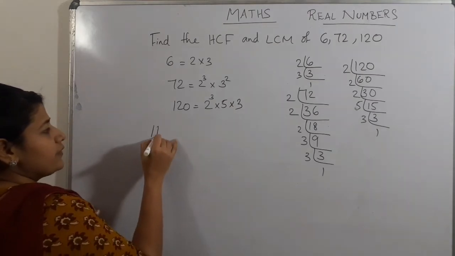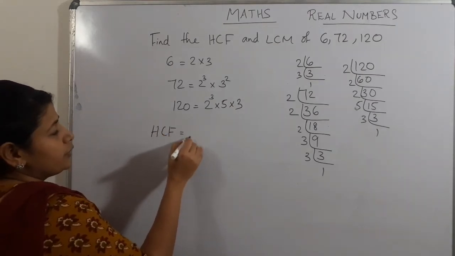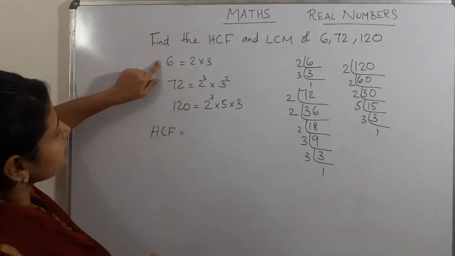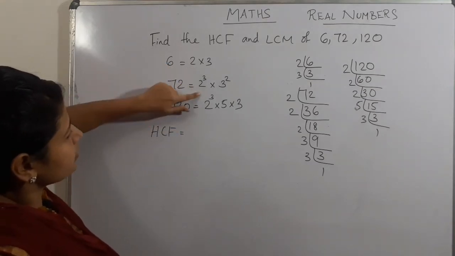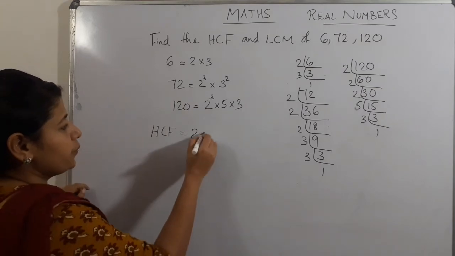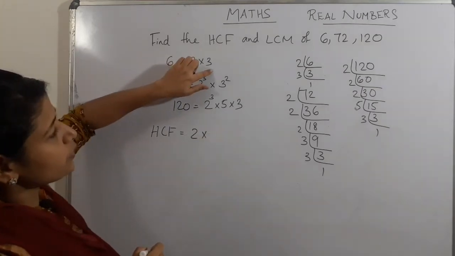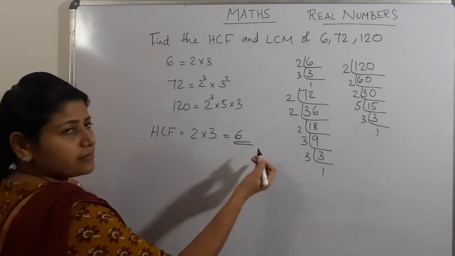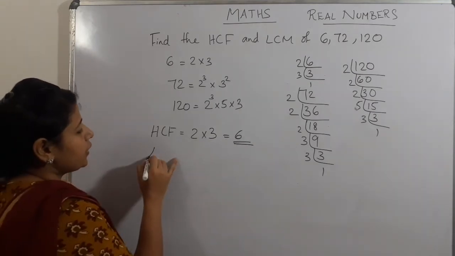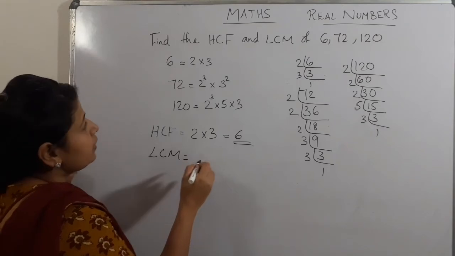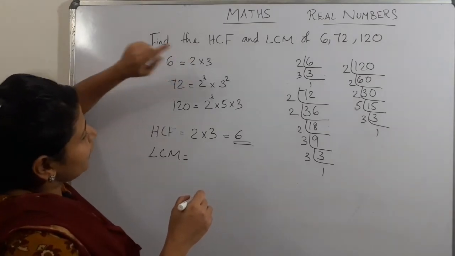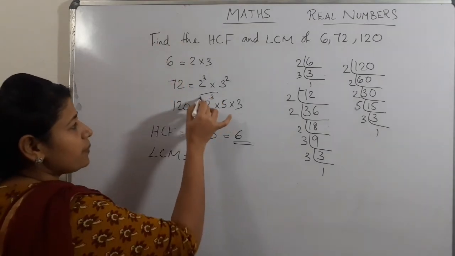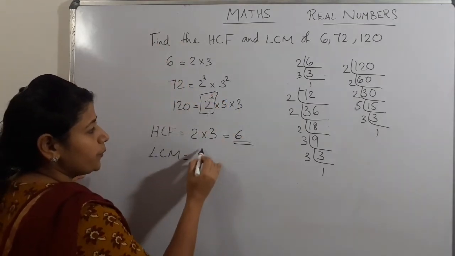So what is the HCF? 2 is common to these 3 numbers. Here also 2, here 2, here 2. So we can take this 2. And 3 is also common, so we can take this 3. So our HCF is 6. Finished. Now how can you find the LCM? Here a factor is 2, so we can take the largest power of 2, which is 2 raised to 3.